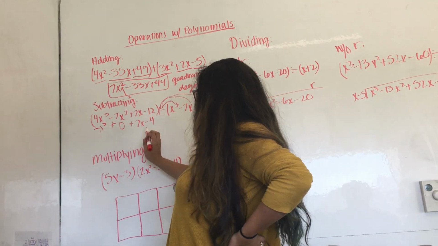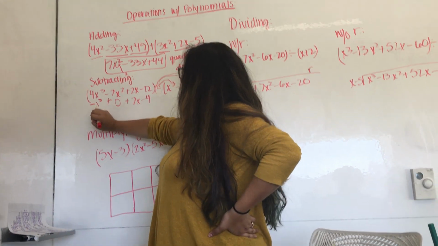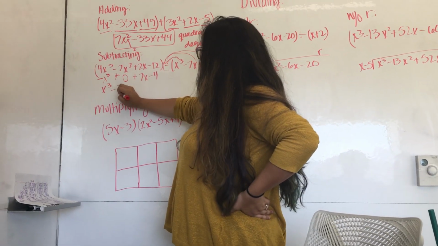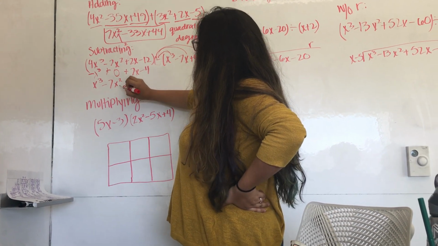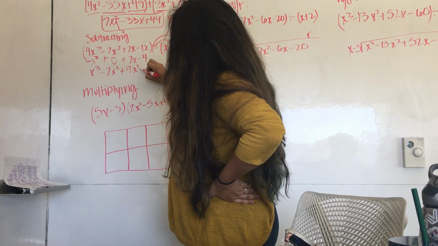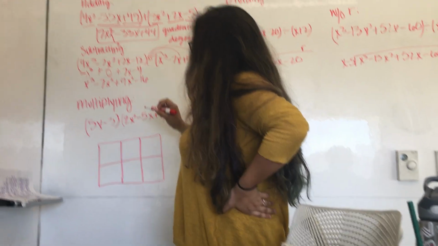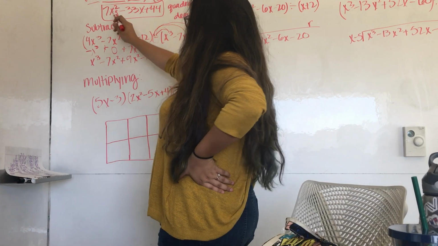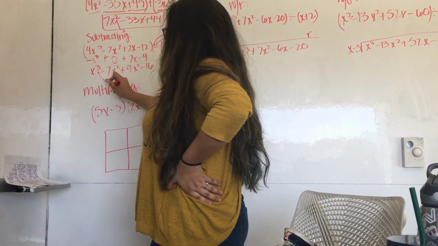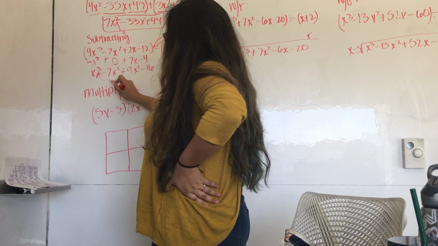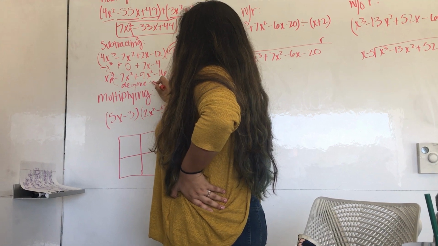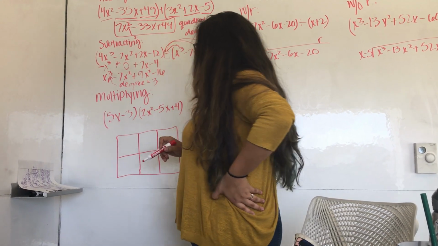So by combining like terms like we did with the addition, we get x cubed minus 7x squared plus 9x squared minus 16. And like before, how we determine what kind of function it is, we look for the greatest value in the exponent. So our degree is 3. And it's a cubic function.